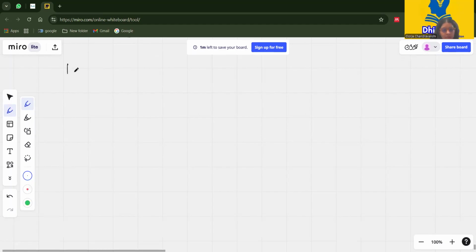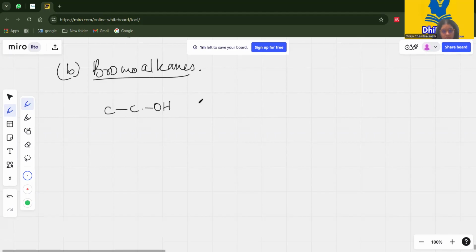Next, we'll have bromoalkanes. The reaction is pretty much the same. However, we can take concentrated H2SO4 this time as a catalyst and heat it. So what will I get? I will get this bromoethane along with H2O.